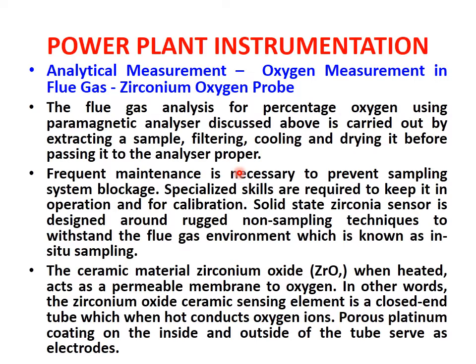So basically, when this type of oxygen measurement is done, firstly the actual maintenance is done for the oxygen gas, which, if it is at a higher temperature, then the system is checked for any blockages or overheating of the systems. So the flue gas analysis, when a paramagnetic analyzer was used, was carried out by taking a sample, then filtering it, then cooling it, then drying it, etc. So frequent maintenance was necessary to prevent sampling system blockage.